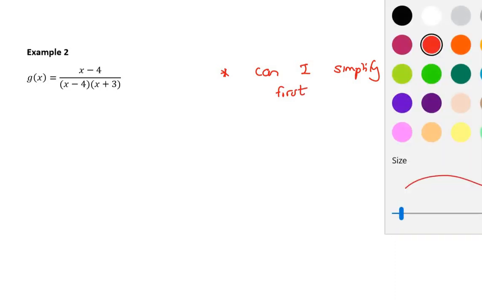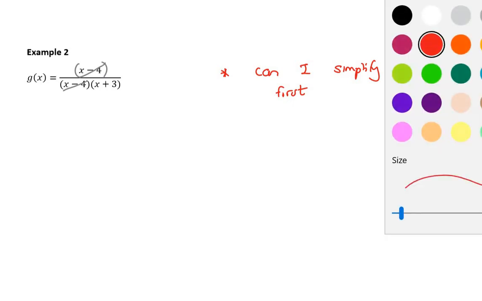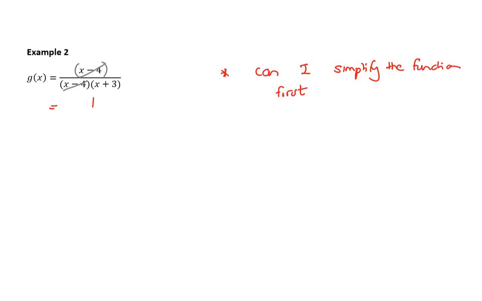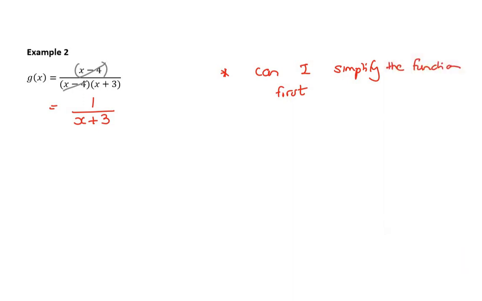In this particular case I can, because if I put a bracket around x minus 4, which I'm allowed to do, remember you're always allowed to put a bracket around something, that means that it will cancel, which means this actually simplifies to 1 over x plus 3. Now what does this mean? If I go back to the original function, there are two values where this function will be undefined.